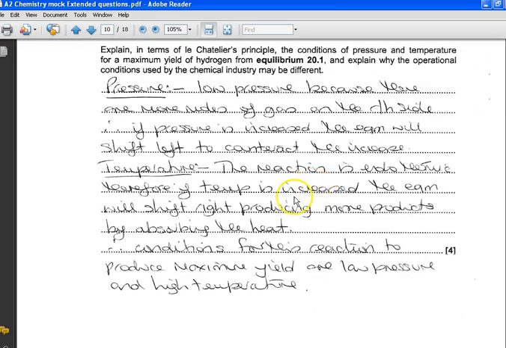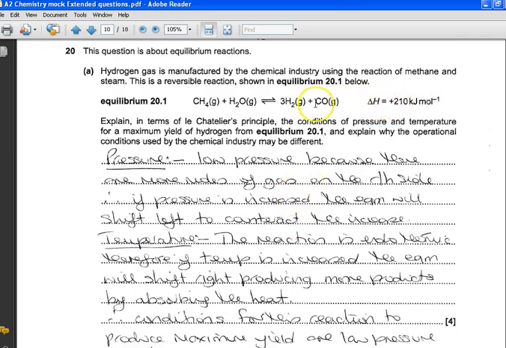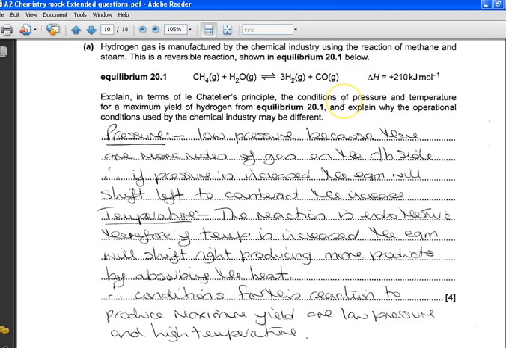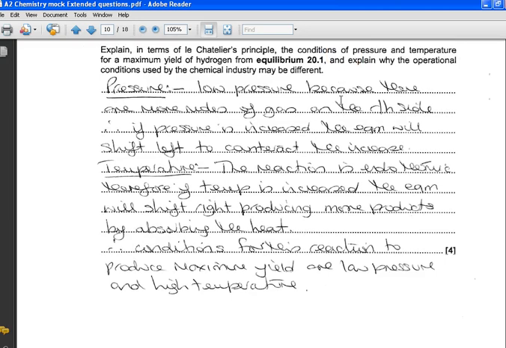And then the same for the temperature. It's an endothermic reaction, which is good for us. So if we increase the temperature, we can increase our yield because the equilibrium will shift to the right, absorbing the energy, going in the endothermic direction. Then just finish off by summarizing, therefore, the conditions for this reaction to produce a maximum yield are low pressure and high temperature. But you've got to explain them to get the 4 marks.